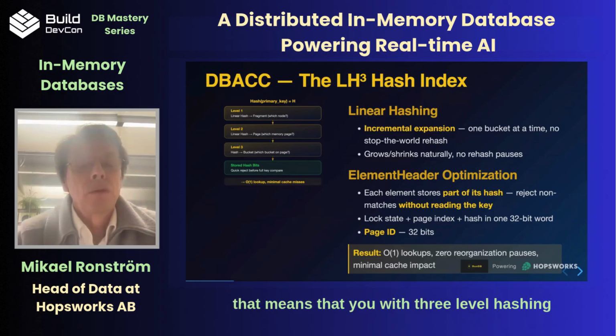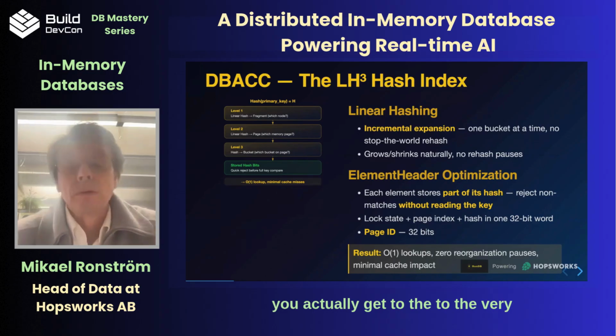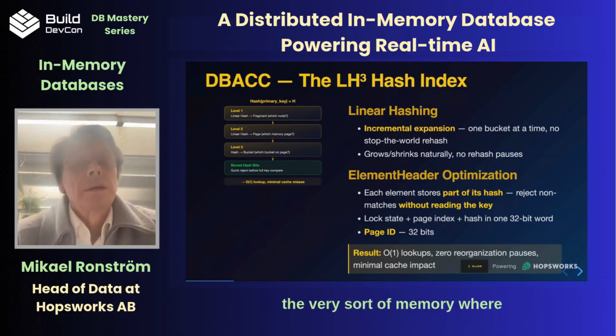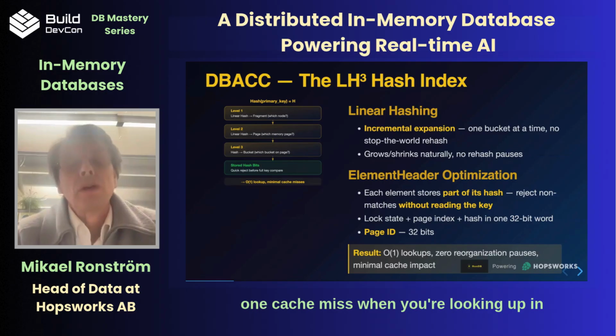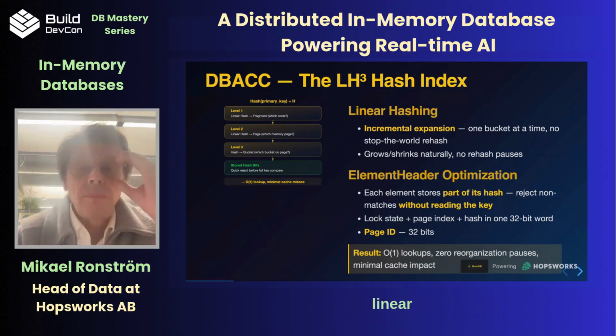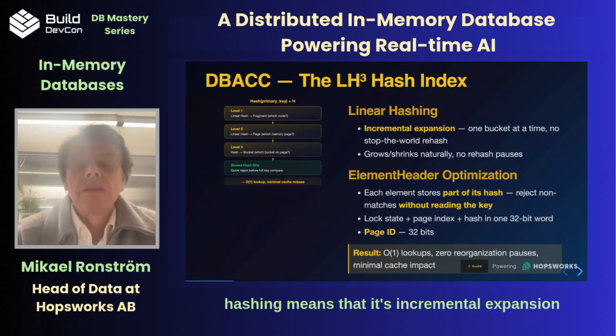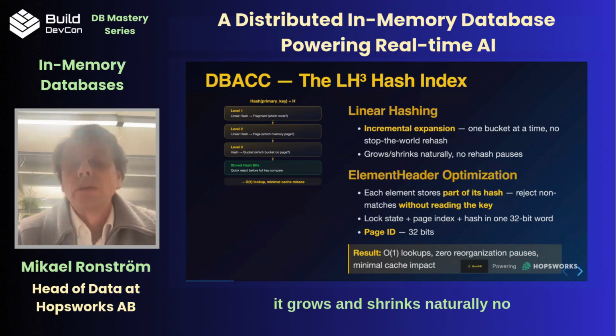So that means that with 3-level hashing, you actually get to the very memory where your hashing elements reside. So you get 1 cache miss when you're looking up in the hash index, no more than that normally. Linear hashing means that it's incremental expansion. It grows and shrinks naturally, no pauses for rehashing or anything like that.